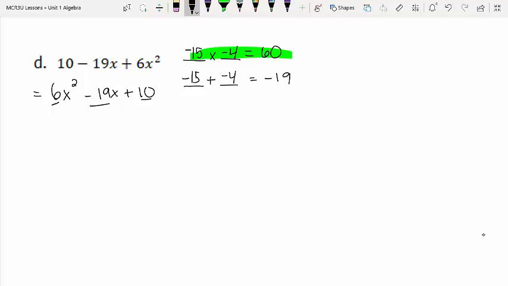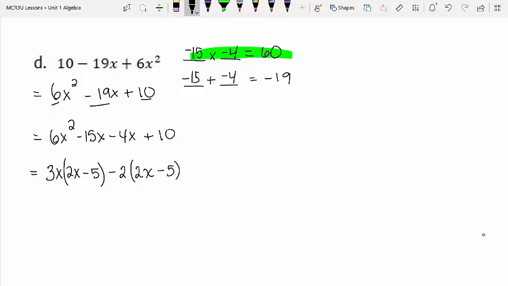Once we've identified our magic numbers, the next step is replace the b term with your magic numbers. So instead of writing negative 19x, I'm going to write negative 15x minus 4x. Next step is common factor the first two terms and common factor the second two terms. I can factor out a 3x, and over here, I can factor out a negative 2.